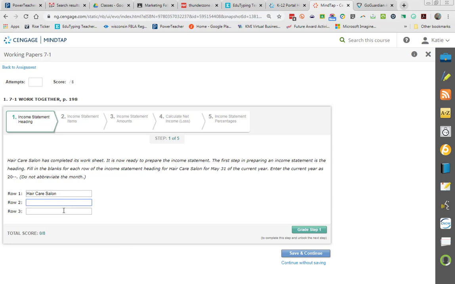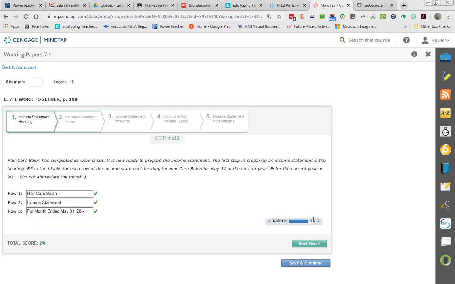Line two is going to be the name of our document, which is called an income statement. Line three is going to be the date, okay? And the date, it did tell us that we're preparing it for May 31st of the current year, so we're going to say 4 months ended May 31st, 20-. And I got that one correct.